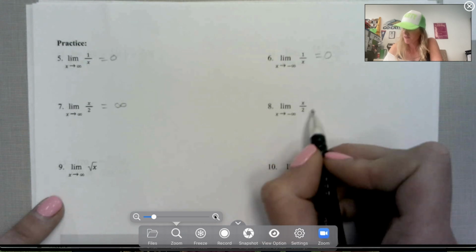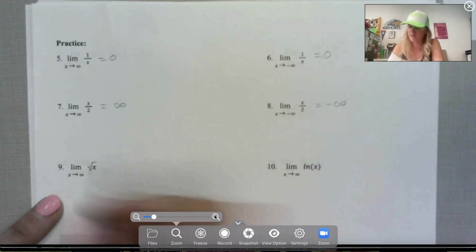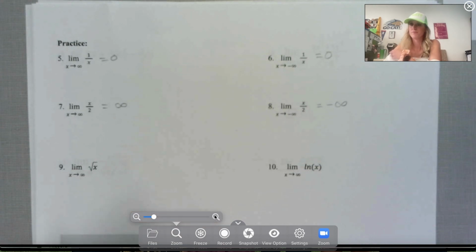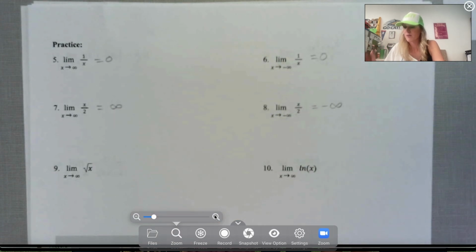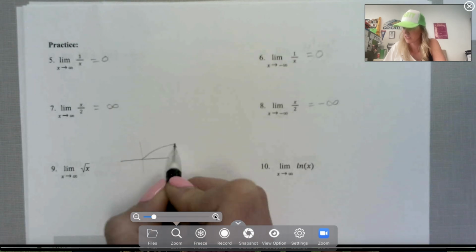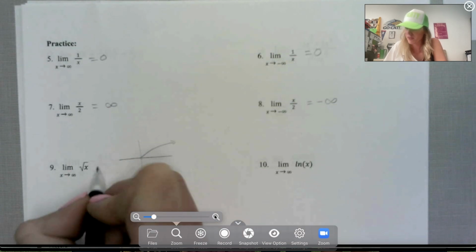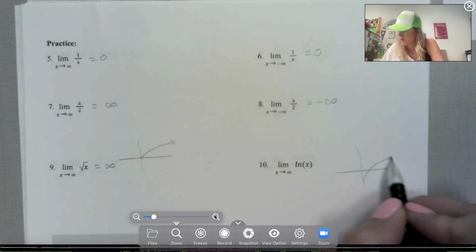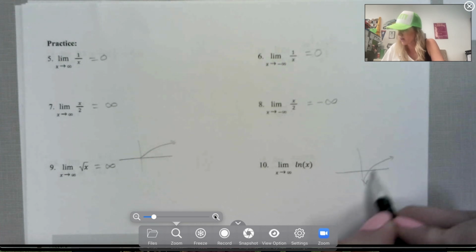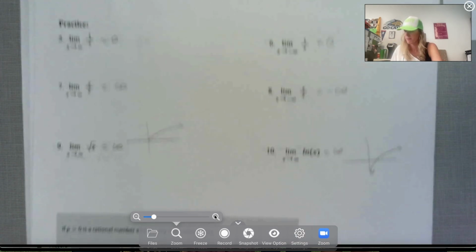When I have a very large number divided by 2, but I'm approaching negative infinity, it's going to equal negative infinity. If I take the square root of anything and these numbers get bigger and bigger, my graph is still going up forever and ever. If you think about the square root graph, it's gradually going up forever as I go to infinity on the right side. So this is infinity. Same with the natural log of x. As x approaches infinity, this graph also goes up forever. Gradual, but it does go to infinity.